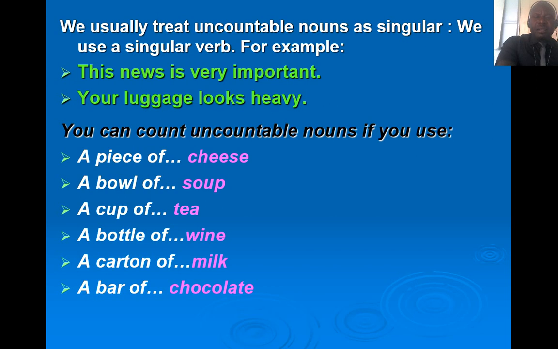But does it mean we can't count uncountable nouns? No. We can actually count uncountable nouns. We've talked about it before. All you need to do is add partitives to it, okay?